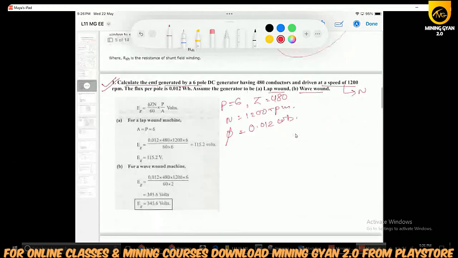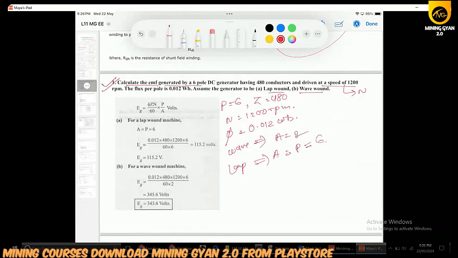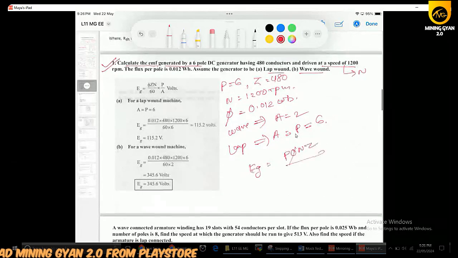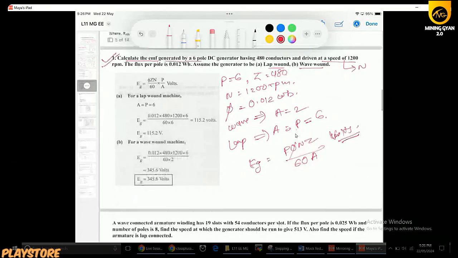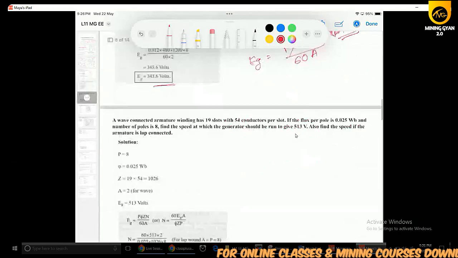In case of wave wound, the number of parallel paths will be 2, and in case of lap wound, the number of parallel paths will be the number of poles, and that is equal to 6. So you already know that the generated EMF will be P phi N Z by 60 A volts. In case of lap wound, consider A equals P equals 6. In case of wave wound, consider A equals 2, and you just put these values into this equation, and then you will be able to calculate the EG values in these two different cases. Understood?